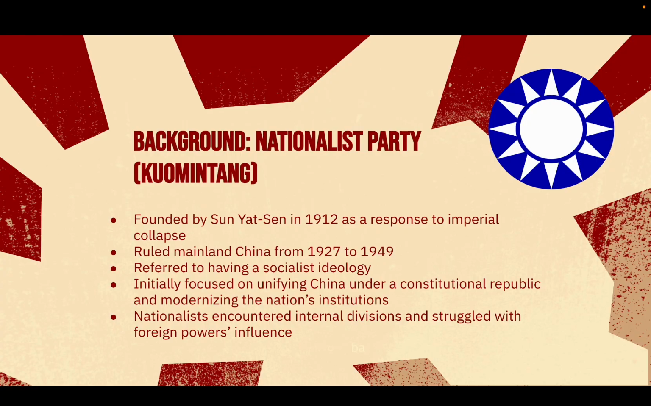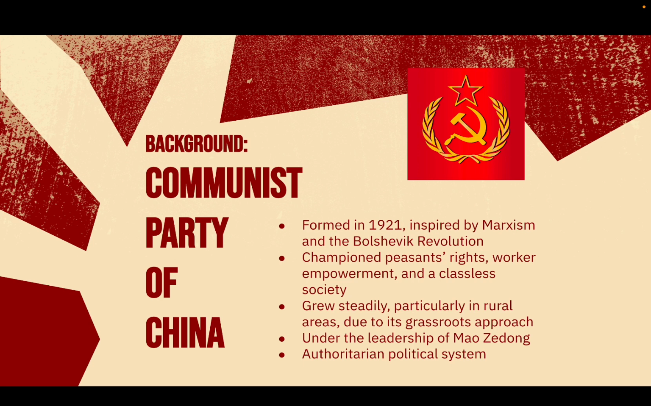So, a little bit on the background: the Nationalist Party, the Kuomintang, was founded by Sun Yat-sen in 1912, and they ruled mainland China from 1927 to 1949. They were referred to as having a socialist ideology and focused on unifying China under a constitutional republic and modernizing the nation's institutions. A little bit of background on the Communist Party of China.